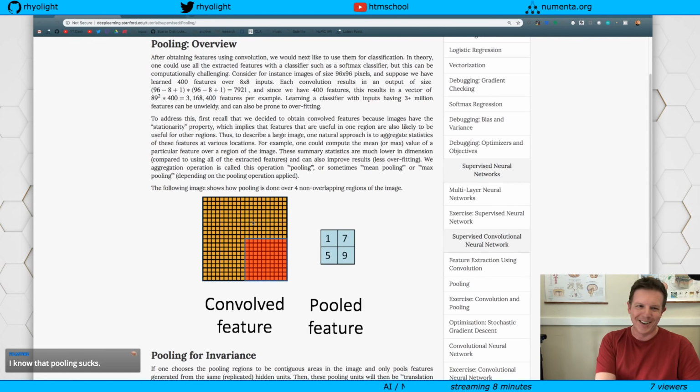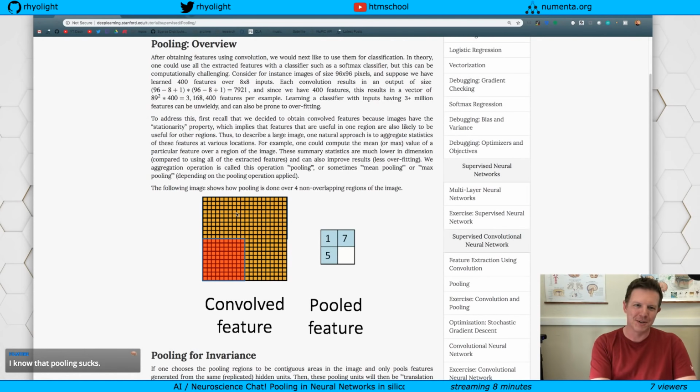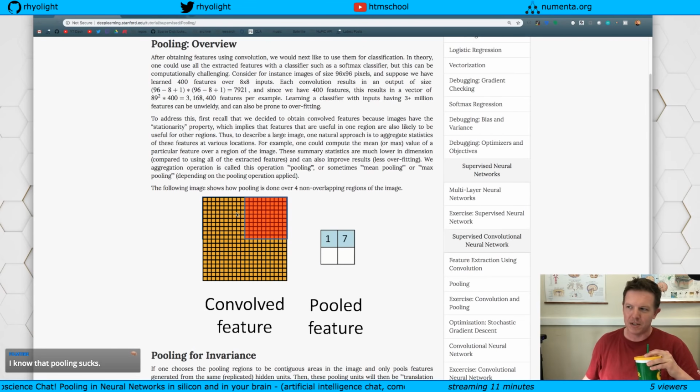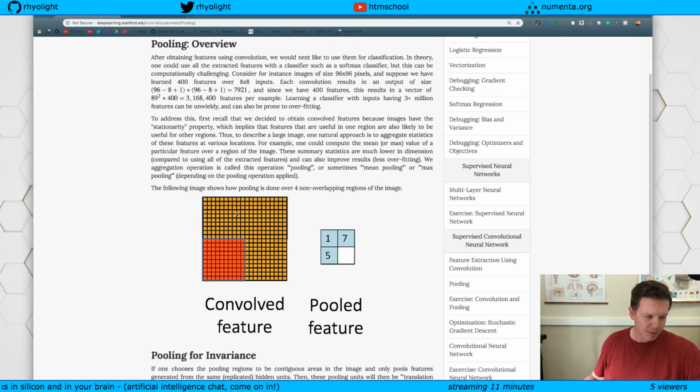Why does pooling suck? I guess I don't understand that. I've never heard anyone say pooling sucks. It's pretty cool when you understand what it's doing. It's a cool trick that your brain is doing to take information in one space and translate it into another space, sort of. So that's what I'm going to be talking about.